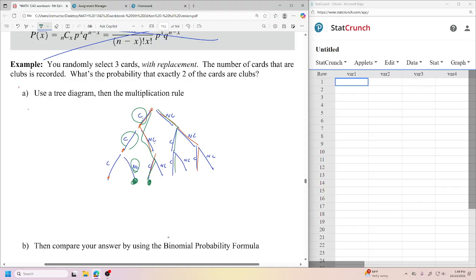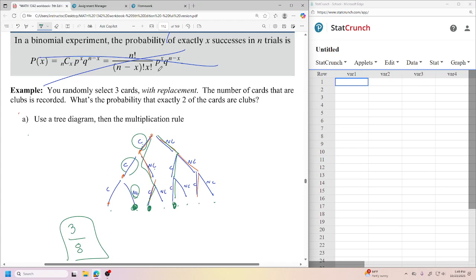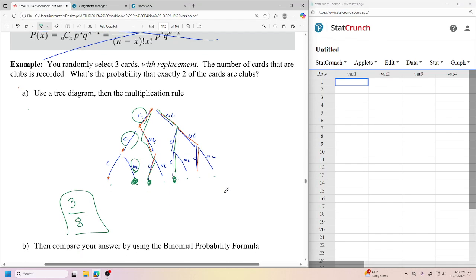Not clubs, clubs, clubs. So this guy right here. And that's it. 3 out of how many total do I have here at the bottom? How many total do I have? 8. There's your answer. 3 out of 8. Did we have to do this crazy formula? No. Could I have done it a different way? Maybe. But that's good enough, honestly. That's all we have to do.